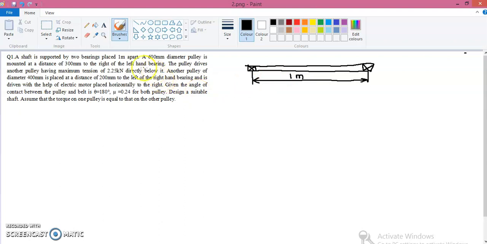Now it is given that a pulley having 600 millimeter diameter is mounted at a distance of 300 millimeter to the right of the left hand bearing. So this is a left hand bearing. From this point we have to take a distance of 300 millimeters to the right. So proportionately I'll mark a point here. So this distance is equal to 300 millimeters.